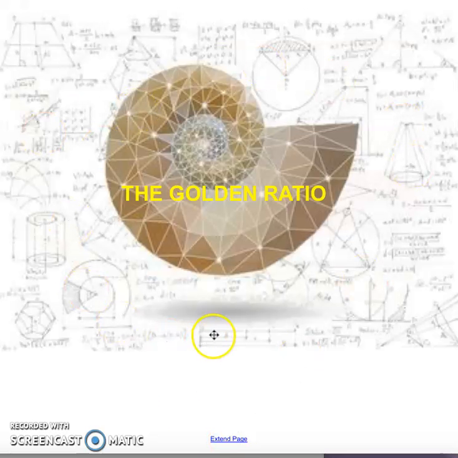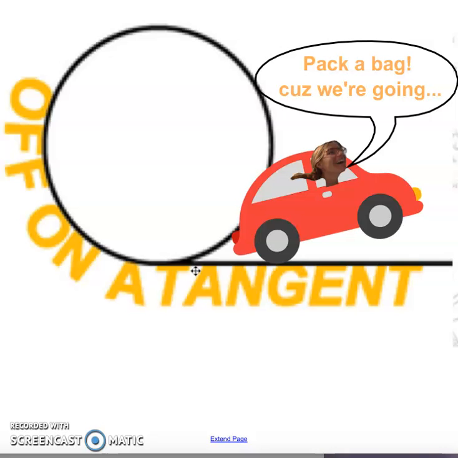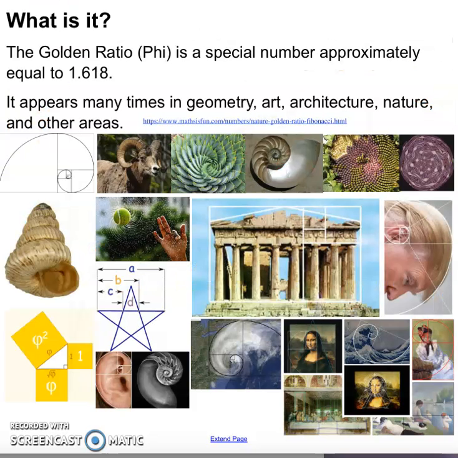So first off, I actually want to go off on a little tangent about the golden ratio, something that I discovered as I was making this PowerPoint. So what is the golden ratio? The golden ratio, also known as phi, is a special number that equals approximately 1.618. And the cool thing about this ratio is that it appears in a lot of different places.